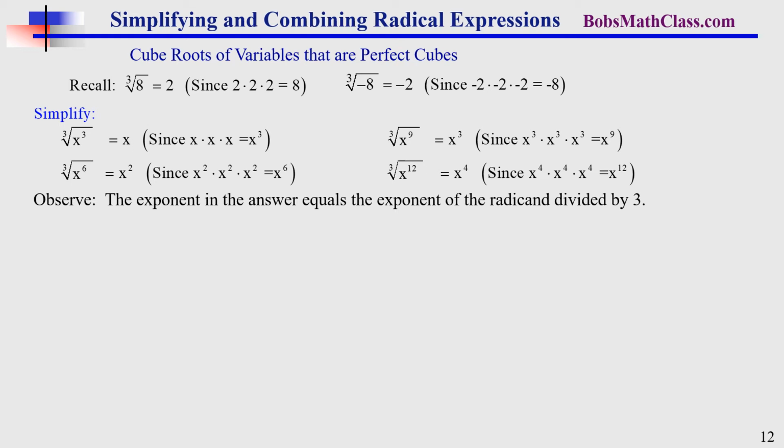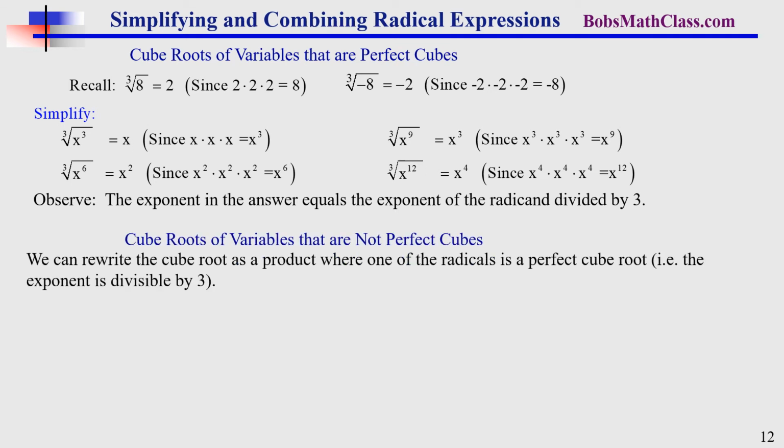And the easy way to do it is to divide. The exponent in the answer equals the exponent of the radicand divided by 3. So divide your index into the exponent of our variable inside the radicand, and that'll give you the exponent of the variable in our answer. Okay, that was a lot of words, right?